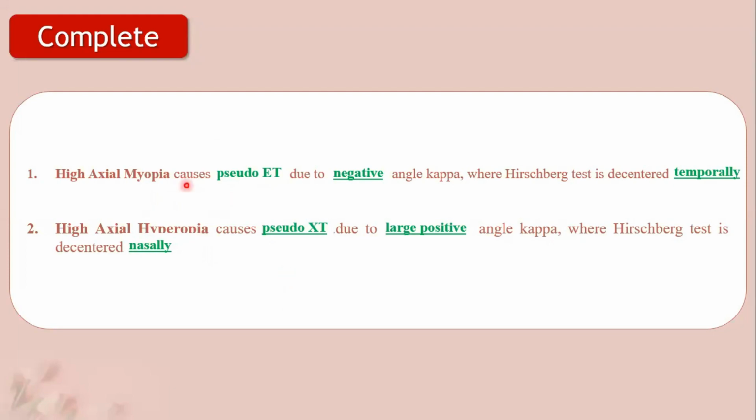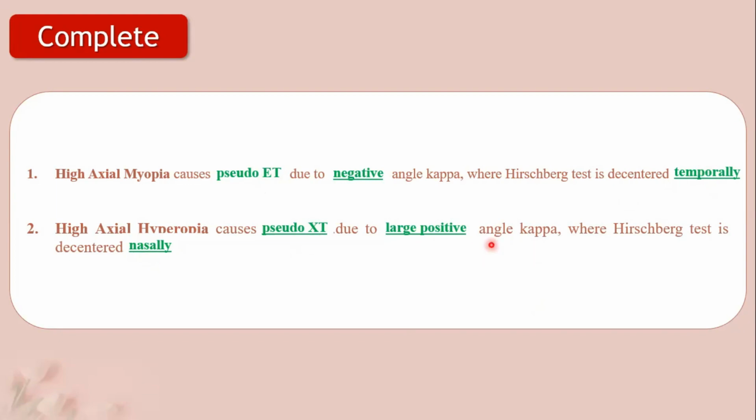And definitely, if we have a pseudo-esotropia, the reflex should be decentered temporally because the decentration is opposite to the deviation. So the decentration temporally gives us an ET or pseudo-ET appearance. And again, in exotropia, the decentration should be nasally. So it's easy again to memorize the last keyword here in this question, nasally and temporally.